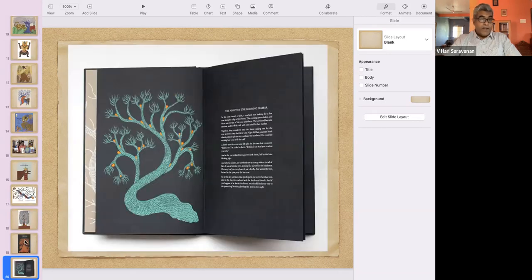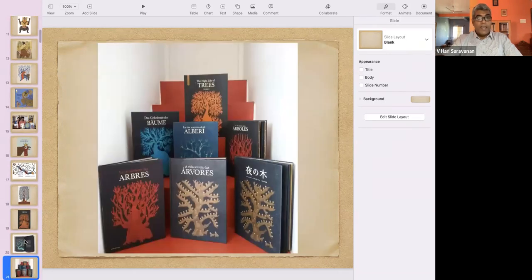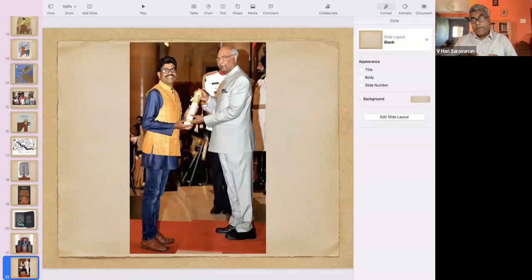And here is an idea about the book, and here are the various translations. And he was presented with the Padma Shri in 2019. Now, this is a proud moment for folk artists, being recognized in recent years under the present government, where it has become a people's Padma.